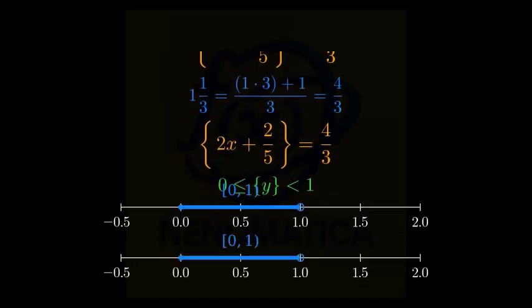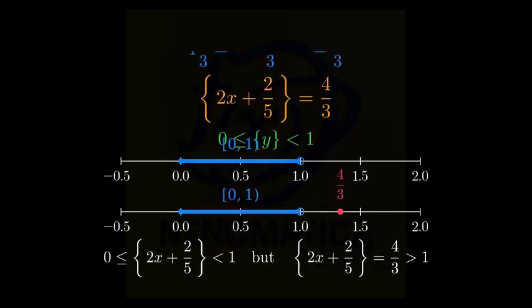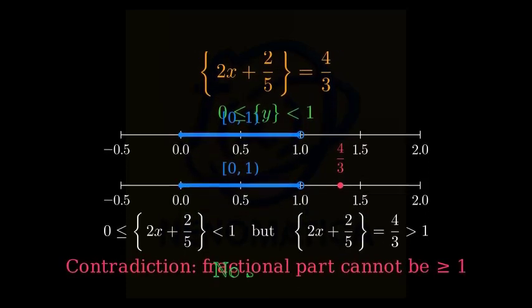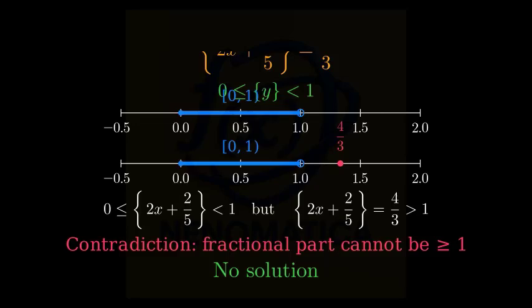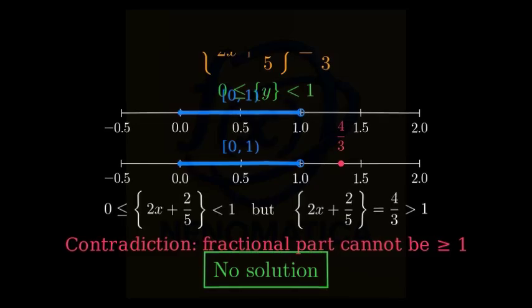Step 3. Now, let's check the right-hand side. 4/3 is approximately 1.33, which lies to the right of 1. That means the equation is asking a fractional part, which must be less than 1, to equal a number greater than 1. This is impossible. Therefore, there is no real value of x that satisfies the equation. The equation has no solution.